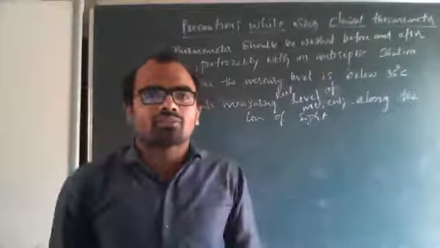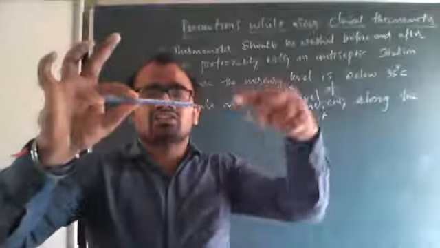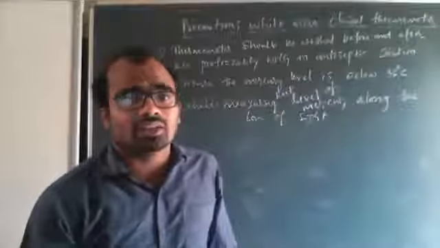The line of sight means your sight should be exactly in a straight line with the mercury level. It should be in a straight line.